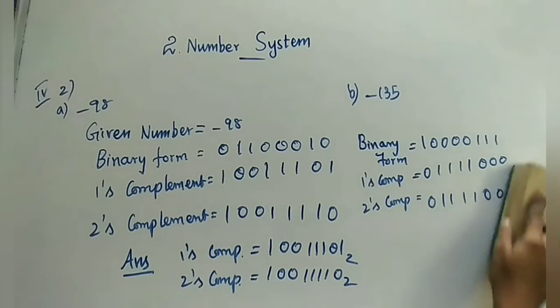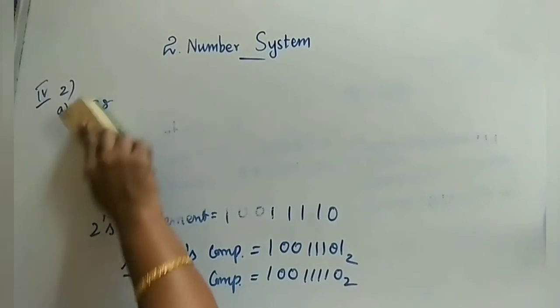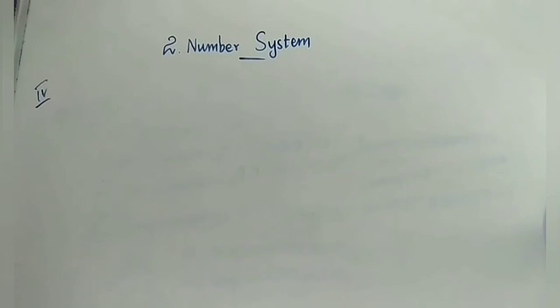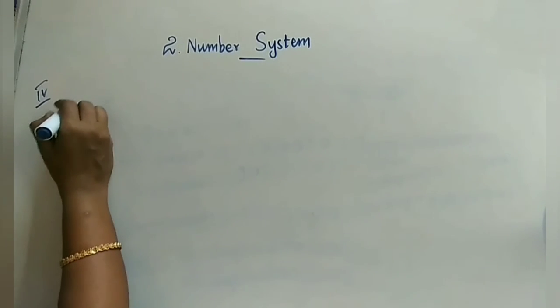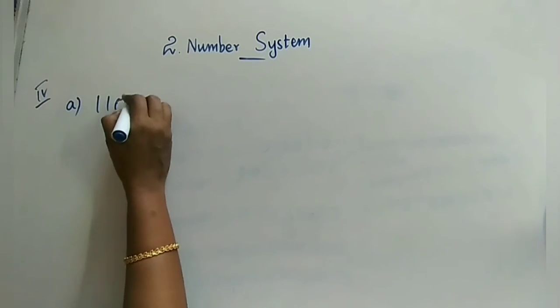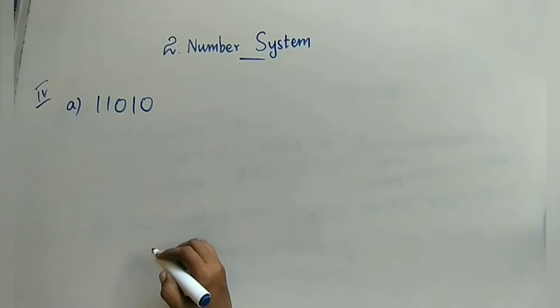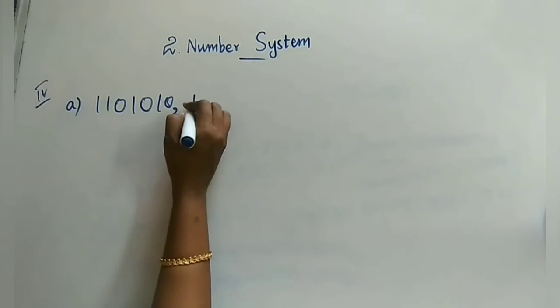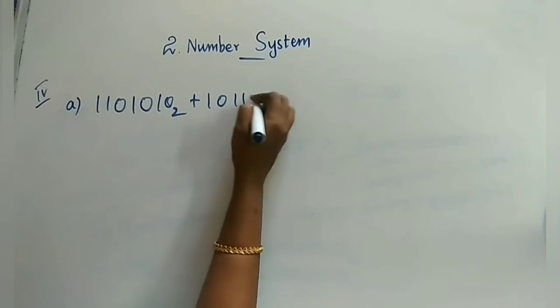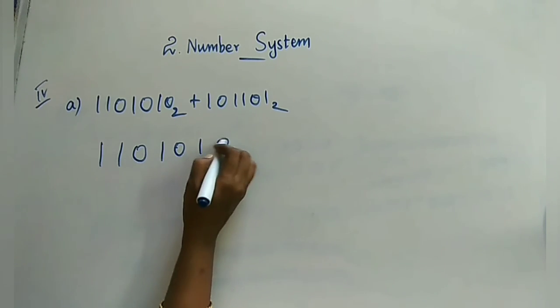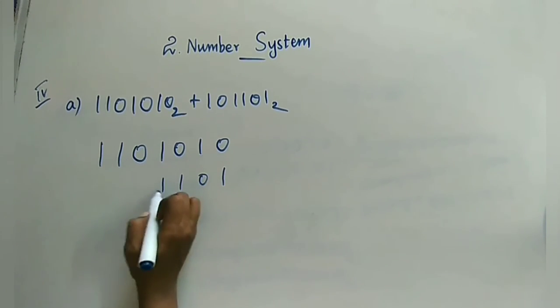That is your part 4, third problem. Here you are going to add and subtract. Very easy problem. Okay? A part, you are going to add. What is the problem for you? 1, 1, 0, 1, 0, 1, 0, 1, 0 to the base 2, 1, 0, 1, 1, 0, 1. Do it neatly with enough space. Then only it will be easy for you.